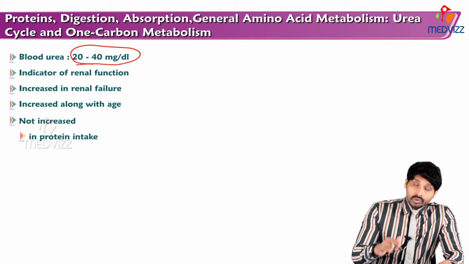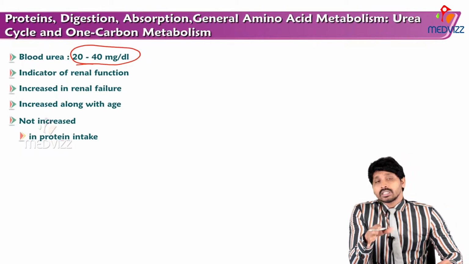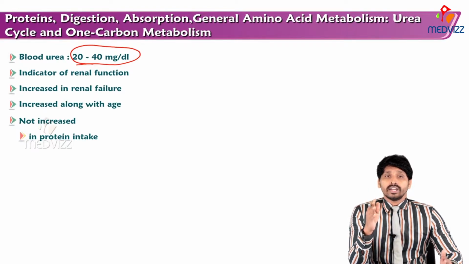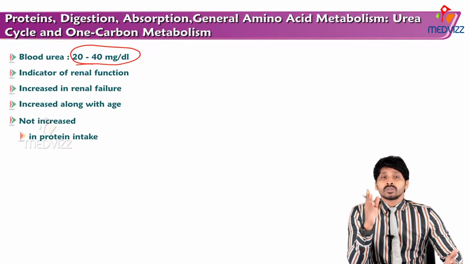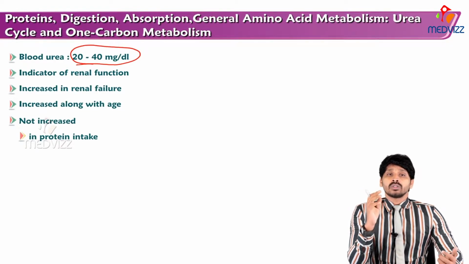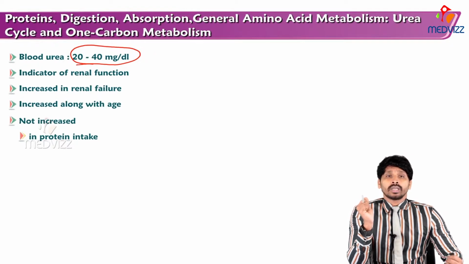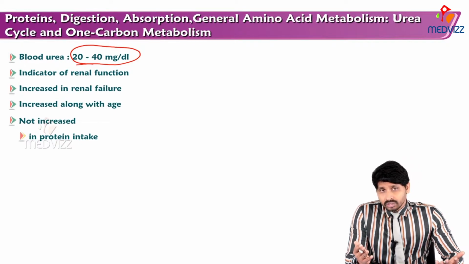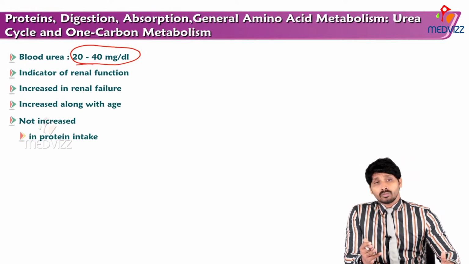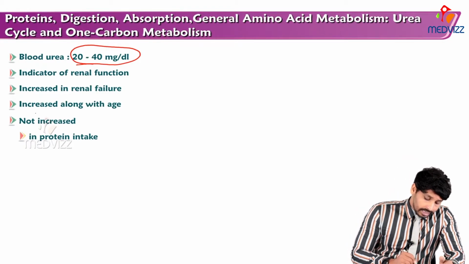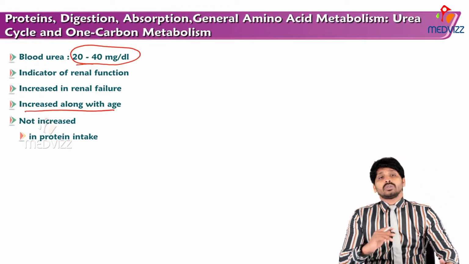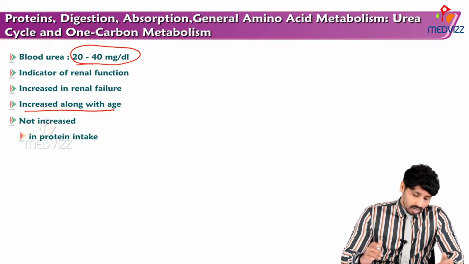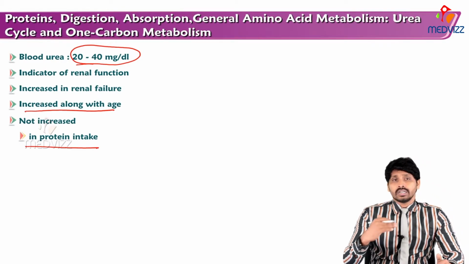Urea is not only the excretory product of protein metabolism; the amount of urea produced is also an indicator of renal function, because it is excreted from the body, and it is also an indicator of liver function. High urea levels in our body indicate renal failure. With increasing age, urea production also increases because of more protein degradation. But with protein intake, there is no increase in the level of urea.